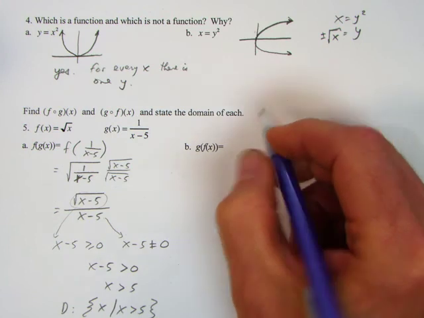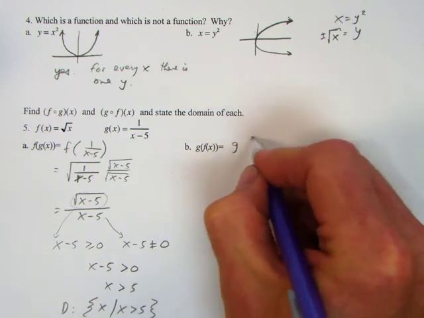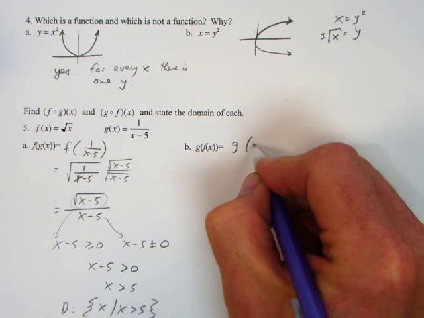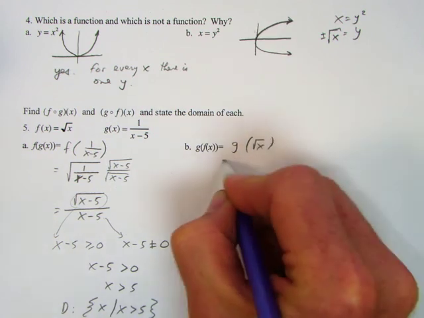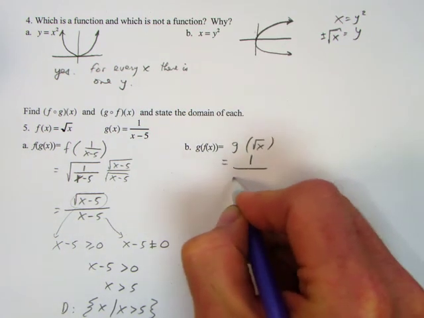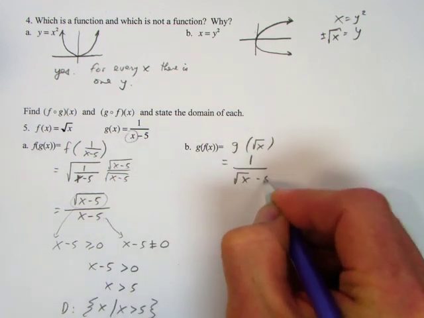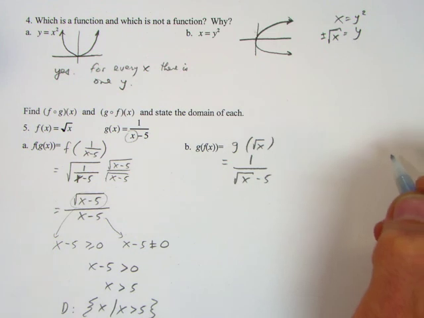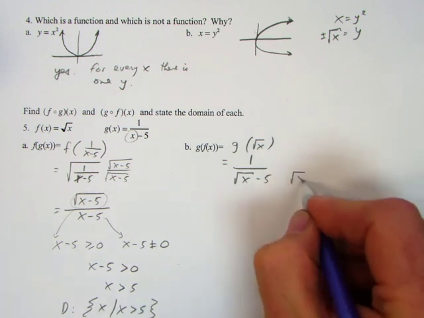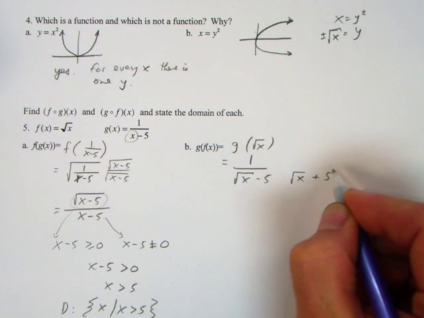Let's look at g of f of x. Now we have g of f of x, and f of x is the square root of x. So we have 1 over, plug in the square root of x for our x spot. Now how do we rationalize this one? This one we're going to multiply by the conjugate.